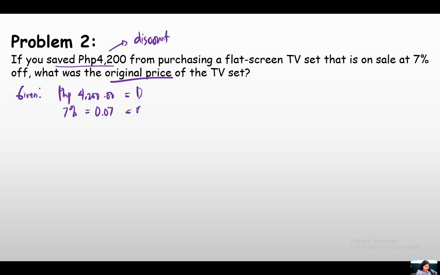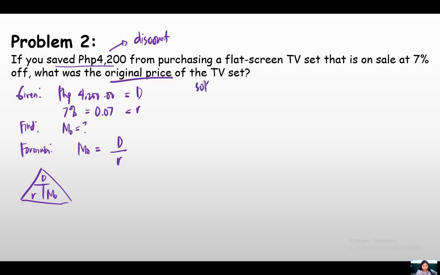This is the rate. And we are asked to find the original price, which is the cost price. So what is our formula for cost price? Let's recall the triangular. Here is the discount, rate, and cost price. So cost price is equal to discount over rate. Okay, so let's have the solution. Cost price is equal to, what is the discount? 4,200, and our rate is 0.07.